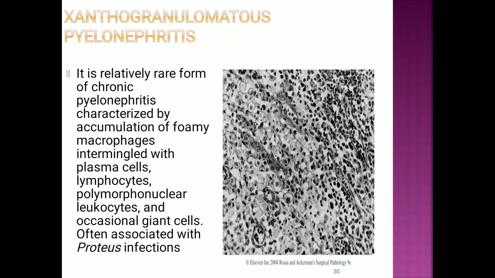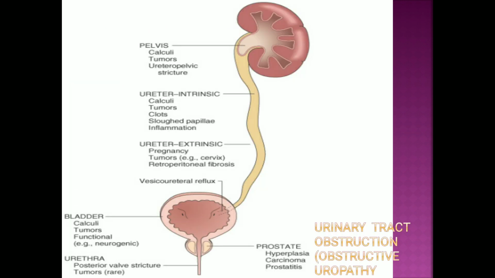Xanthogranulomatous pyelonephritis. It is a relatively rare form of chronic pyelonephritis characterized by accumulation of foamy macrophages intermingled with plasma cells, lymphocytes, polymorphonuclear leukocytes, and occasional giant cells, as shown in the figure on right, often associated with Proteus infections.